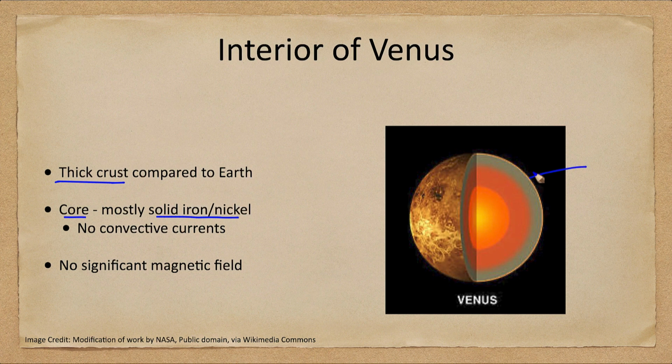So we don't have as much detail here. We know the crust is relatively thick here. We know that there is a large hot core, but we believe that the core is primarily solid and that there is no molten portion to it. That means that we don't get the convective currents, which means that there is no magnetic field. So Venus does not have a magnetic field.